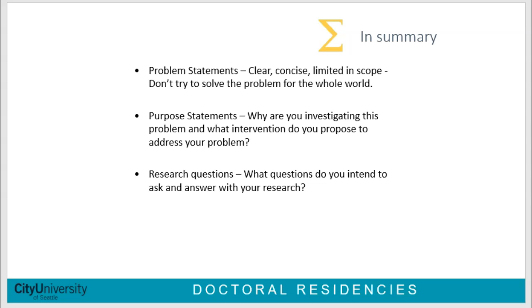They all need to work together. And that's the thing that we're going to be working on in residency, and that you'll be working with your chair and your committee on, is making sure you have strong alignment between these things, because they are the core of your dissertation.